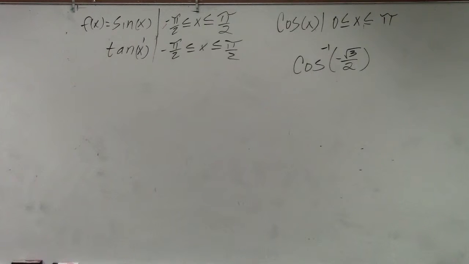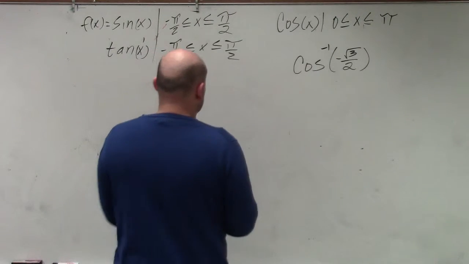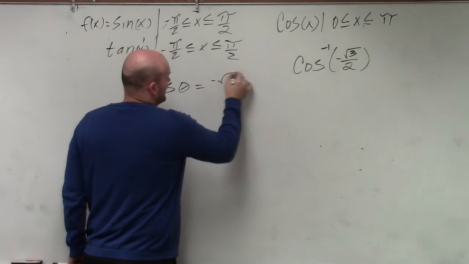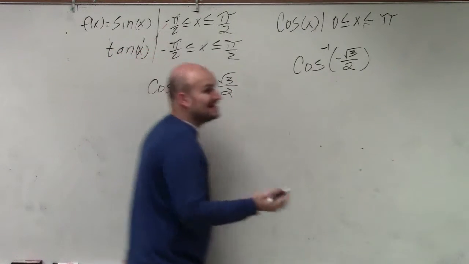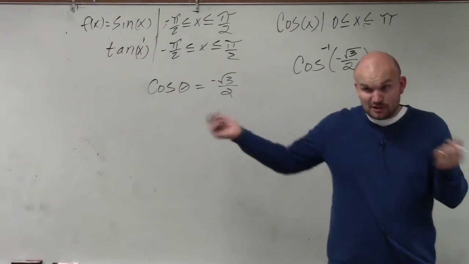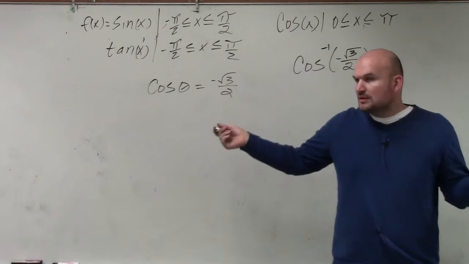So I want to give you guys an equation. Cosine of theta equals negative square root of 3 over 2. Does that look like that one homework problem I just did for you on your last homework? Does that look similar to that problem?